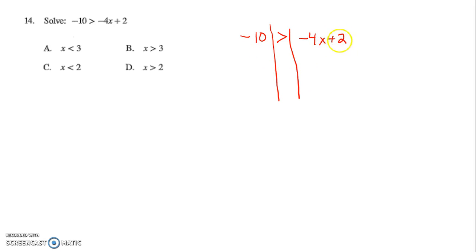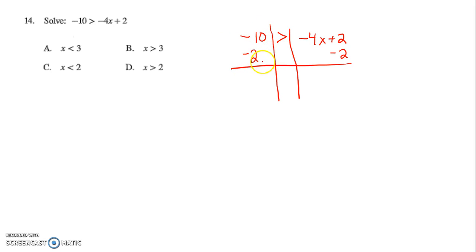Want to undo this addition. Always undo your addition or subtraction first. So I'm going to undo this addition. What's the opposite of plus 2? Well, I'm going to subtract 2. I'm going to subtract 2 on the right-hand side of an inequality. I'm going to subtract 2 on the left-hand side of that inequality.